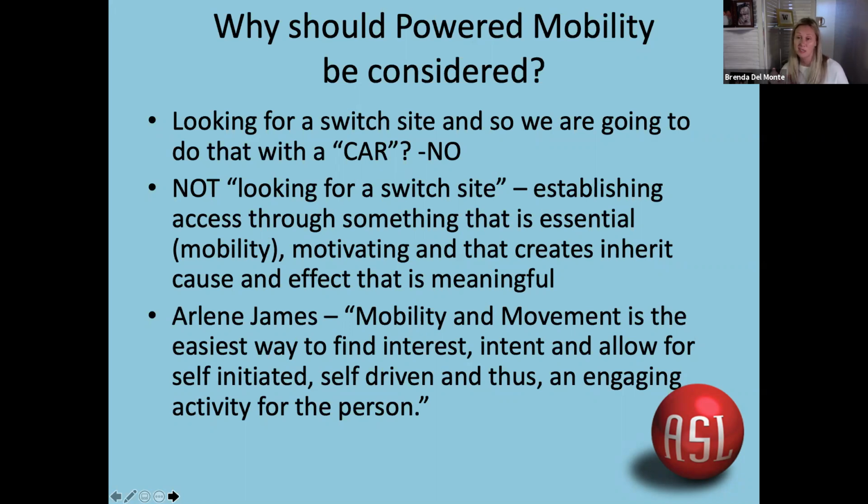Maybe the switch says go, maybe it's a Big Mac. Maybe they know it's not connected, but they're still hitting a switch to make movement go. Now you're seeing where they can hit the switch, and you're looking at someone who's very alert. I love Arlene James's quote when we were there at Adaptive Switch Lab: mobility and movement is the easiest way to find interest, because they drive to something they're interested in. It's the easiest way to find intent and allowing self-initiated, self-driven, and thus engaging activity.